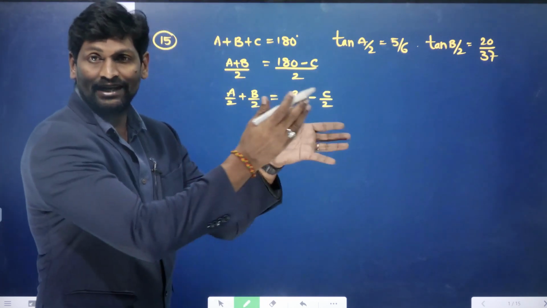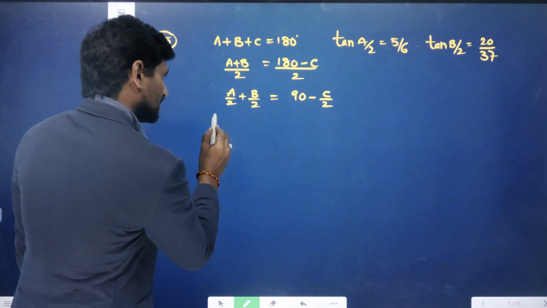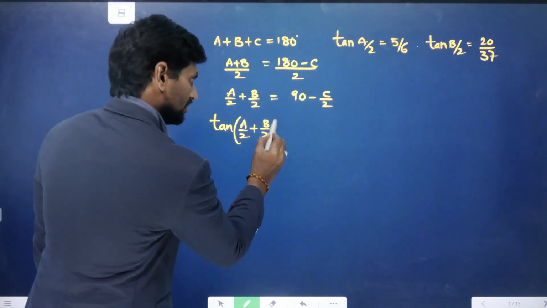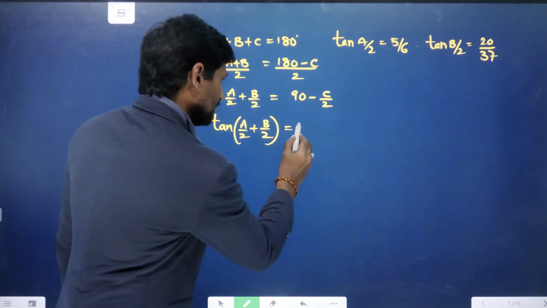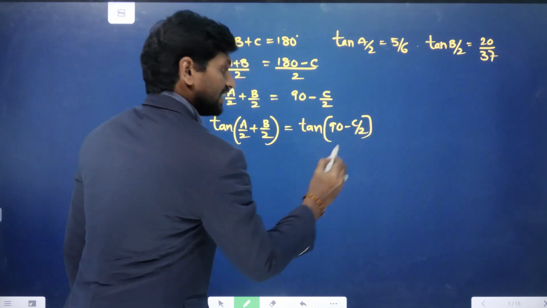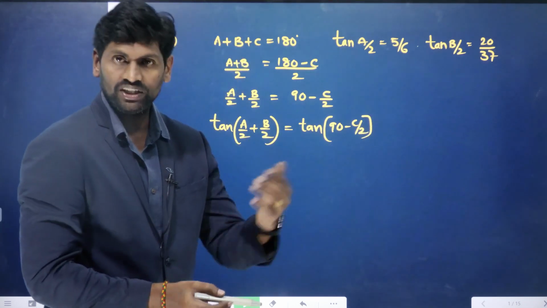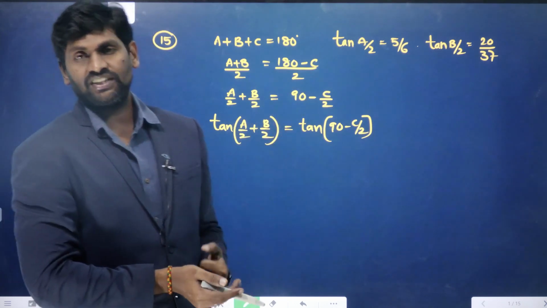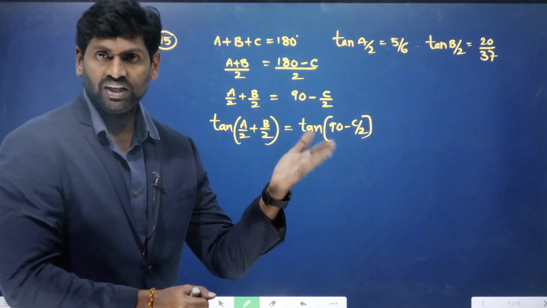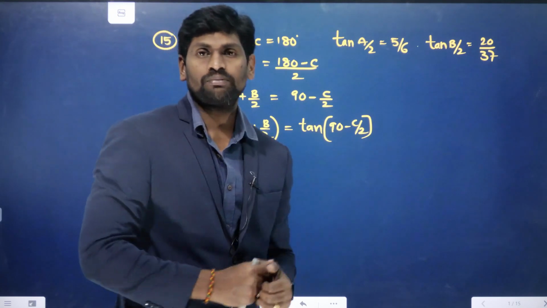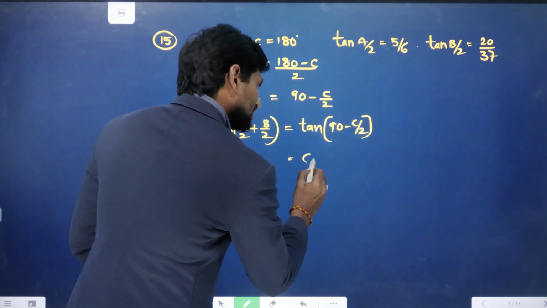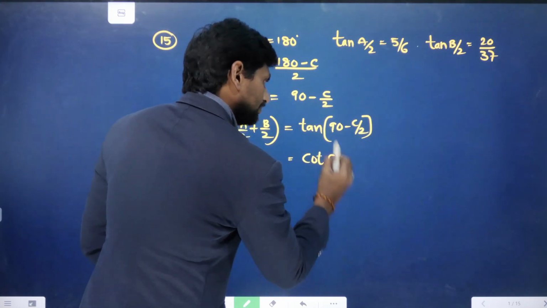So apply tan on both sides. That means tan(A/2 + B/2) = tan(90 − C/2). Tan(90 − θ) is cot θ, right? Complementary angles: sin(90 − θ) is cos θ, cos(90 − θ) is sin θ, tan(90 − θ) is cot θ, cot(90 − θ) is tan θ. In the same way, cosec(90 − θ) becomes sec θ, and sec(90 − θ) becomes cosec θ. So from this we can write this as cot(C/2).